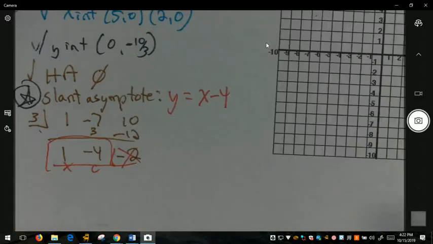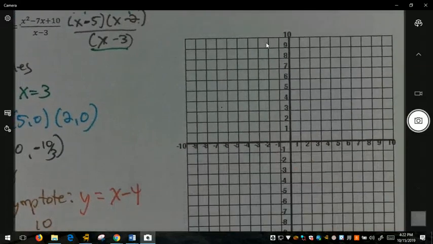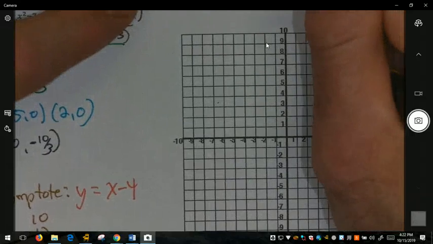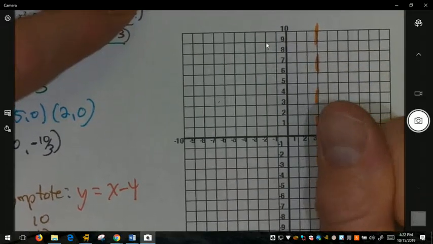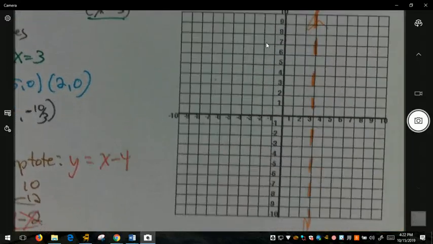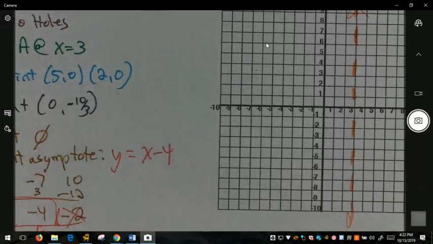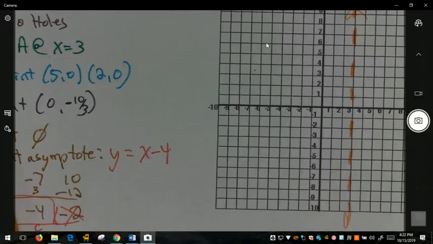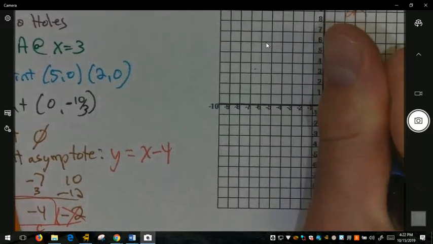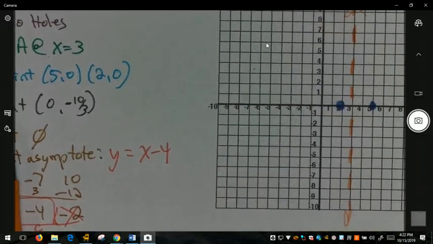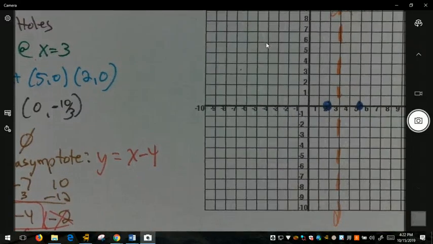Now I'm going to look at graphing this. I have x equals 3 as my vertical asymptote, so I'm going to put a nice orange thicker dashed line so you can clearly see that asymptote. At x equals 5 and x equals 2, those are my zeros, so I'm going to plot those. I have no holes. I have no horizontal asymptotes. We do have a slant asymptote at y equals x minus 4.